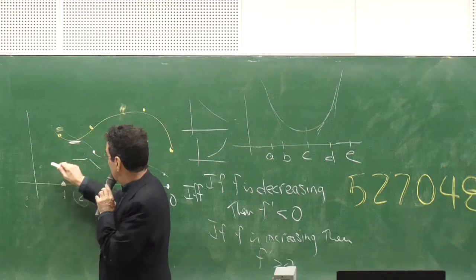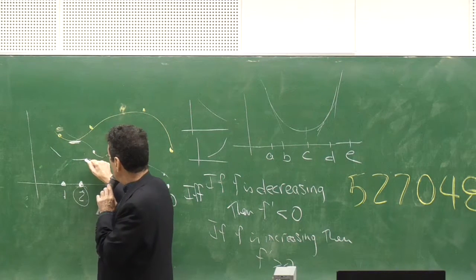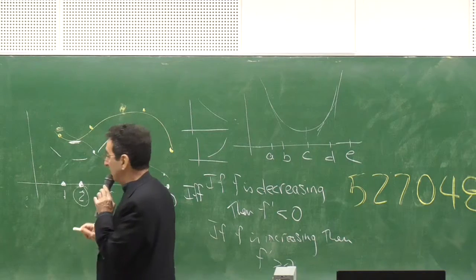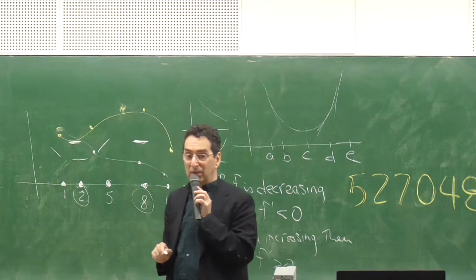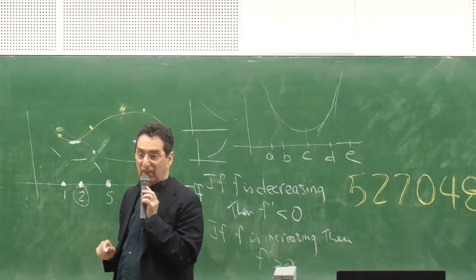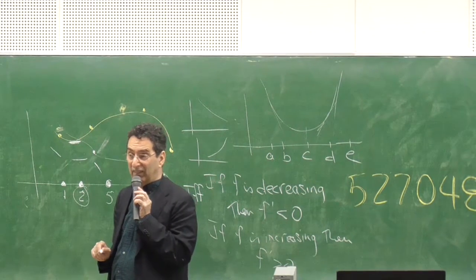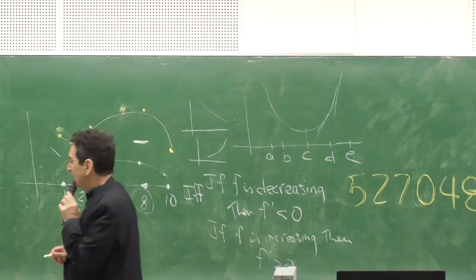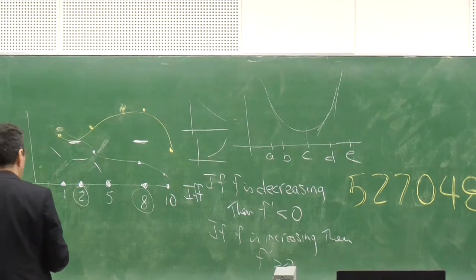If it's negative, flat, positive, that's a relative minimum. If it's like this, then it's neither, right? So we can also use that. So I think that might be easier in this case, I hope.